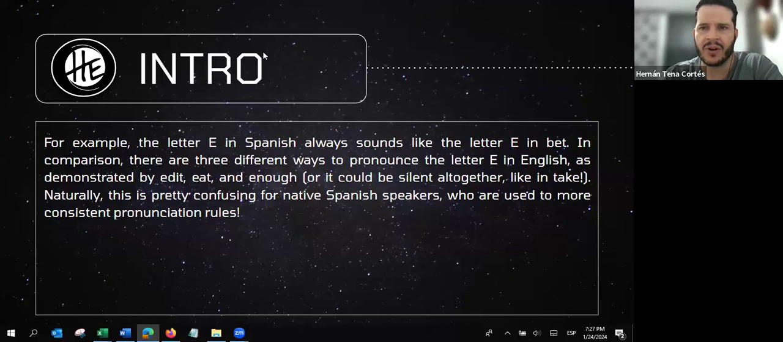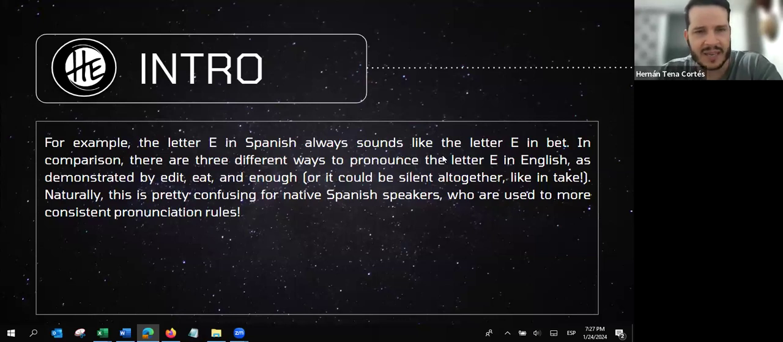Very good. So, like I mentioned before, Spanish is almost always the same. The way we write it is the way we say it. But in English, the letter E can be pronounced many different ways. Like here in the word edit, look how I pronounced edit there, eh. The word eat, how did I pronounce the E? Like E. And the word enough, how did I pronounce the E there? Eh. So it's really different, right?